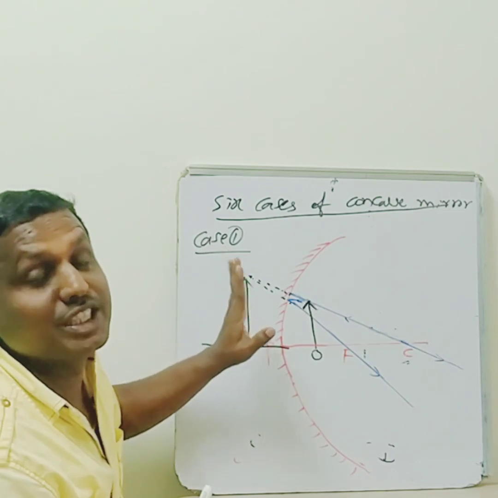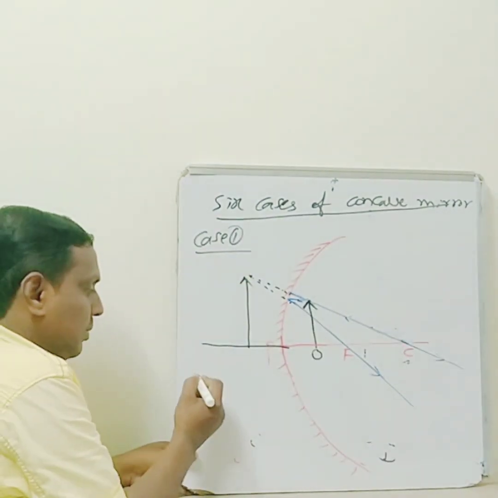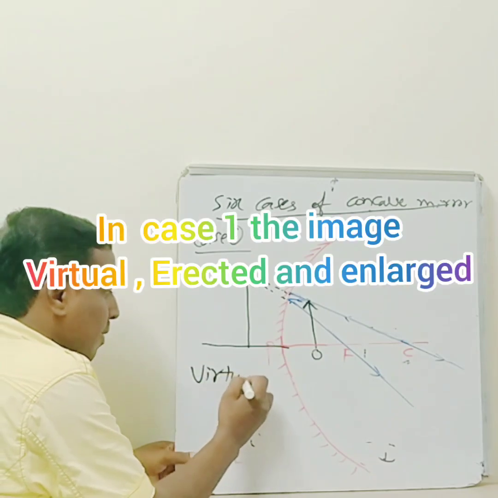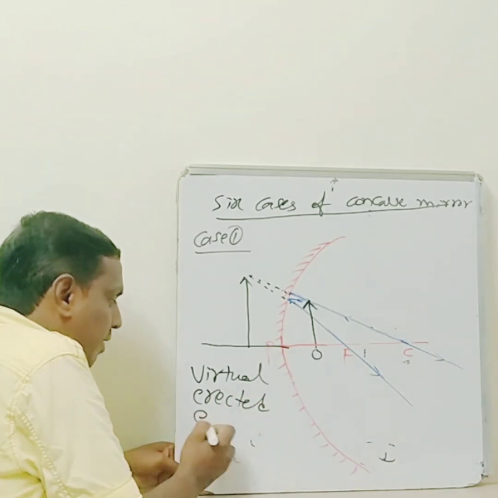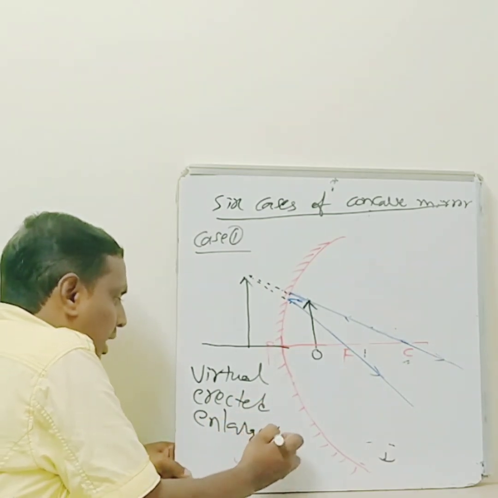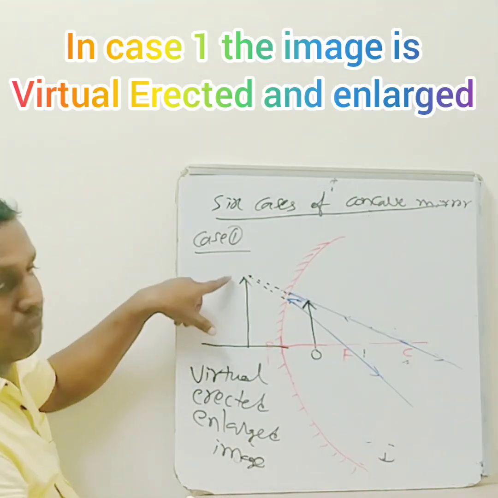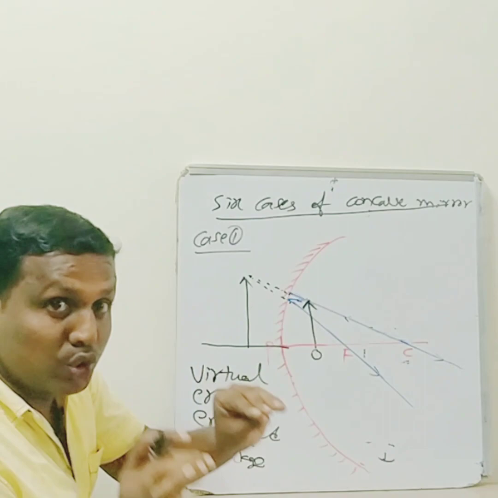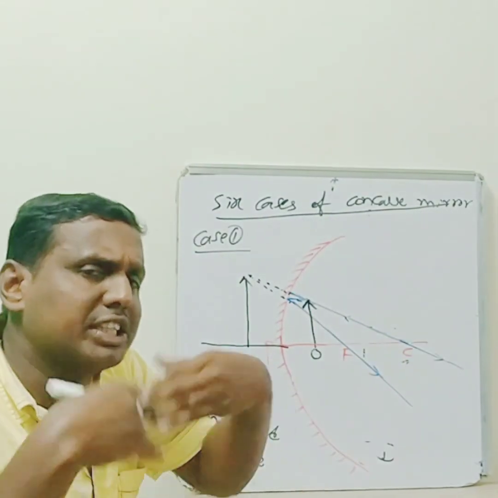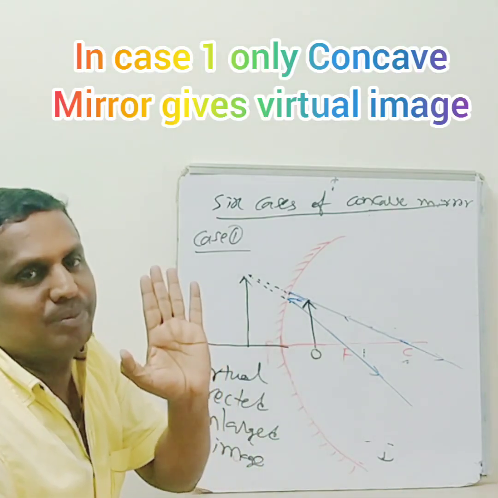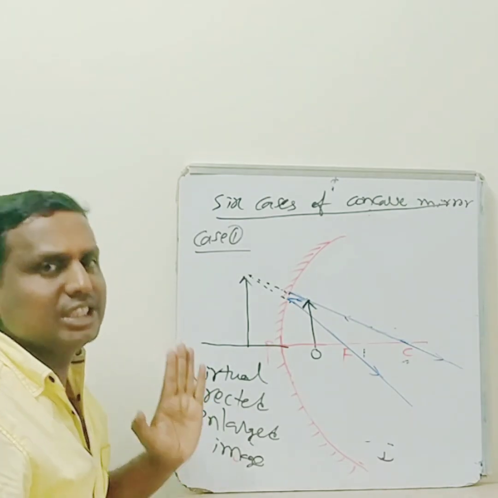But this is called a virtual image. So here, how is the image? Virtual, erect, enlarged image. Okay? The image is virtual. Only in this case do we get a virtual image. In the first case only we get a virtual image. In all the other cases we get a real image. That's all. Virtual, erect, enlarged image. Clear? This is case 1.